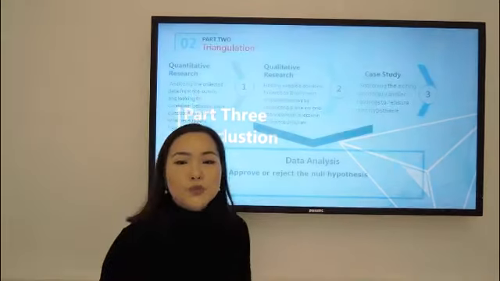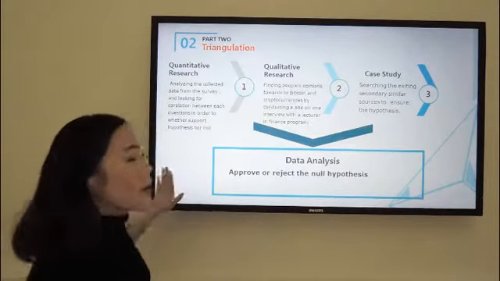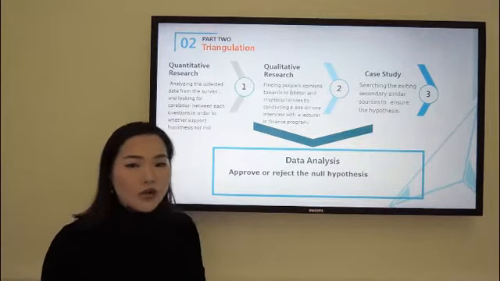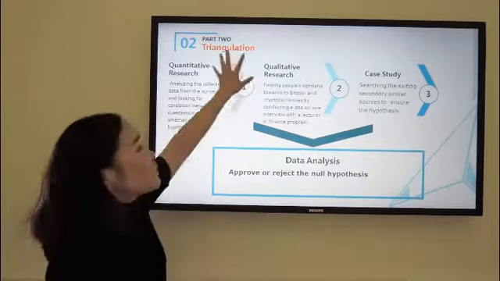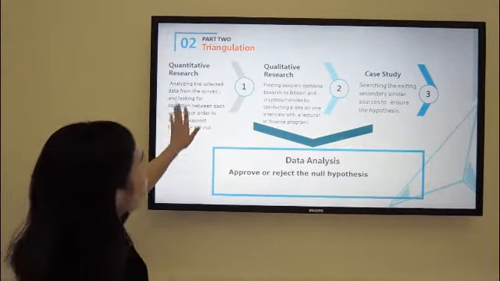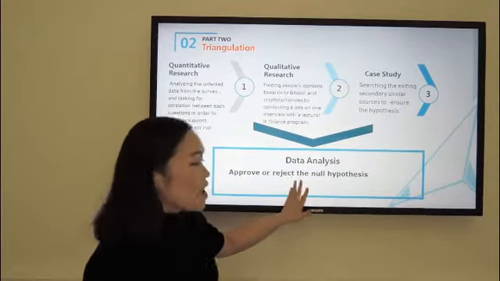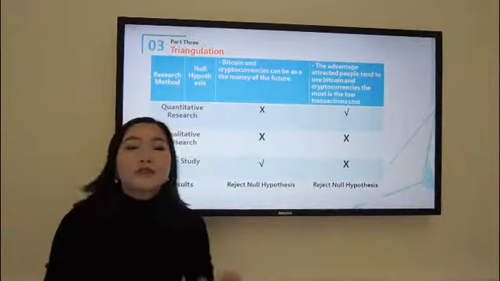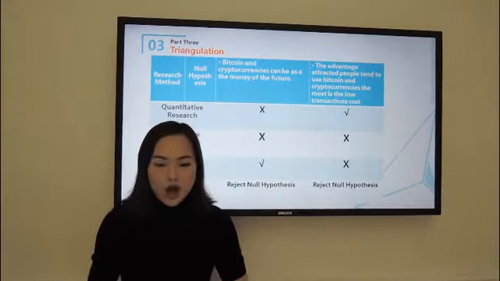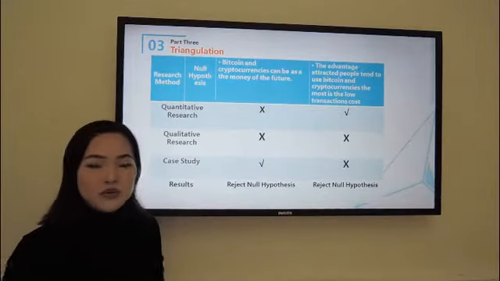And moving to the last one, we are going to talk about the conclusion. I still want to refresh this entire page. So we're getting triangulation from two perspectives, primary research and secondary research. From the qualitative method and case study, we're going to approve or reject our null hypothesis. For the last part, we are going to talk about the triangulation. So what's the result from the entire research project?